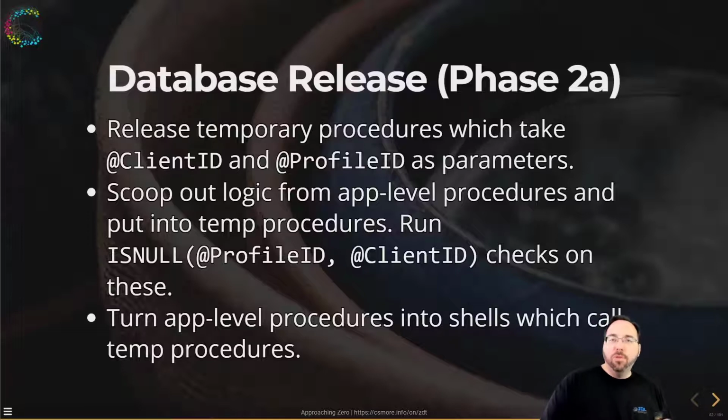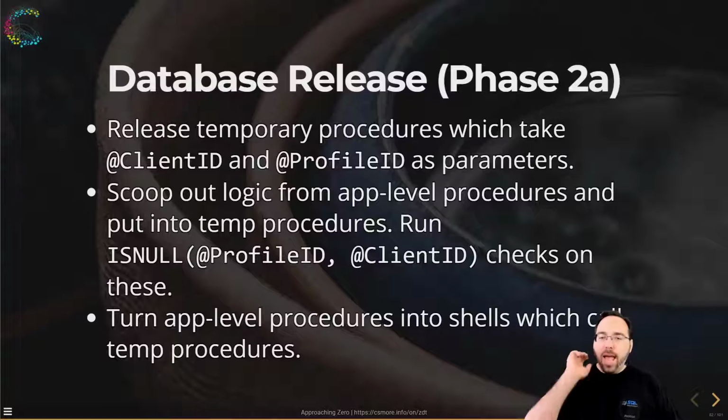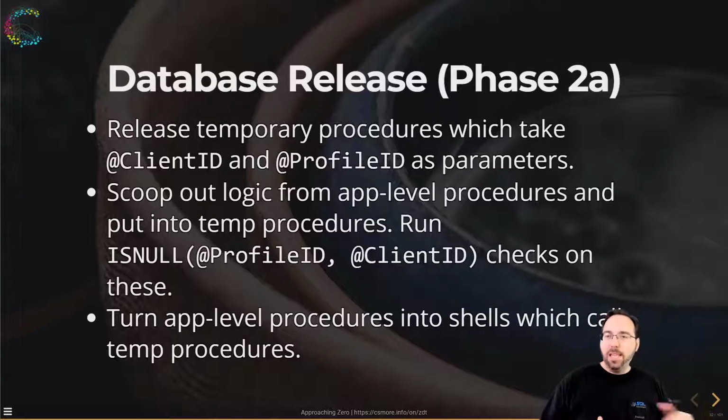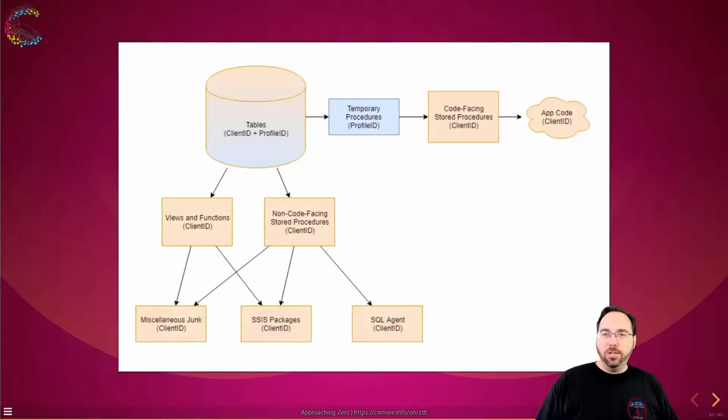Then we released some temporary procedures that took both client ID and profile ID as parameters. We scooped out the logic from current procedures and put it into the temp procedures, and did is-null checks on profile ID and client ID, and turned those app level procedures, so the ones that were actually called by the application, into shells that called the temp procedures. So it kind of looked like this.